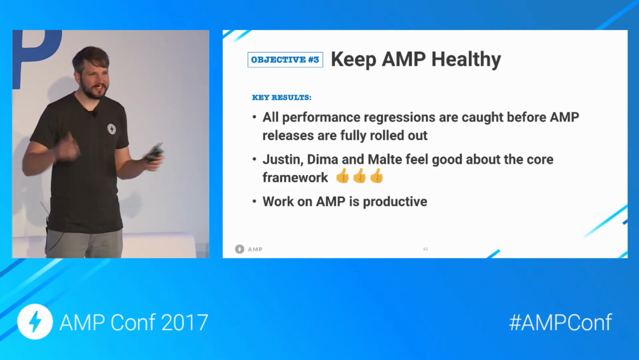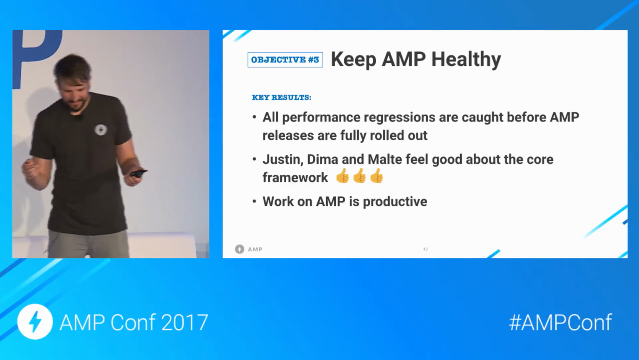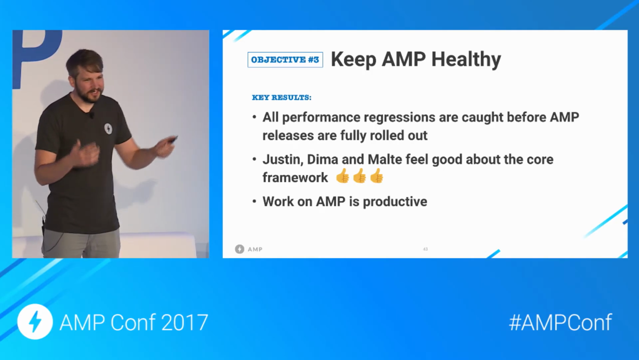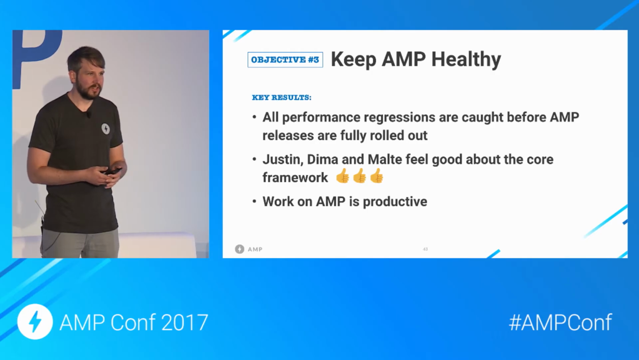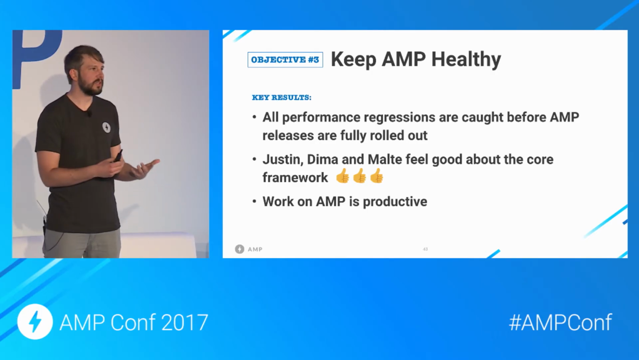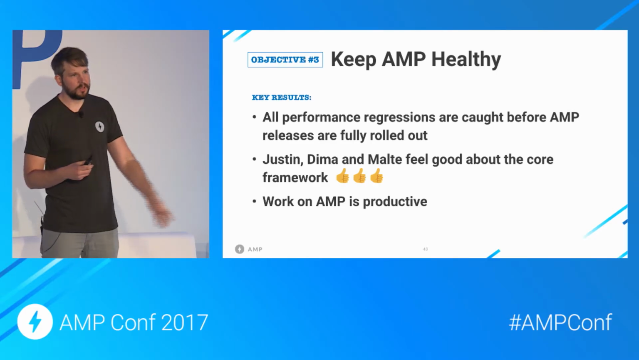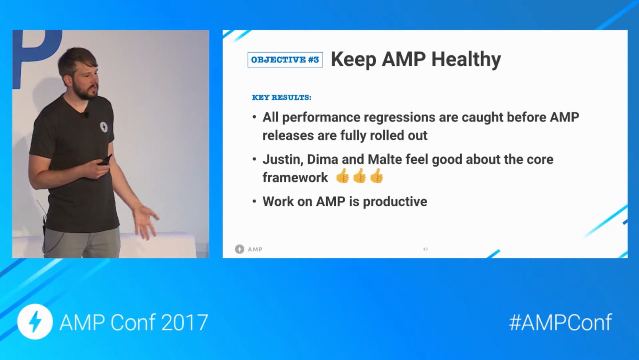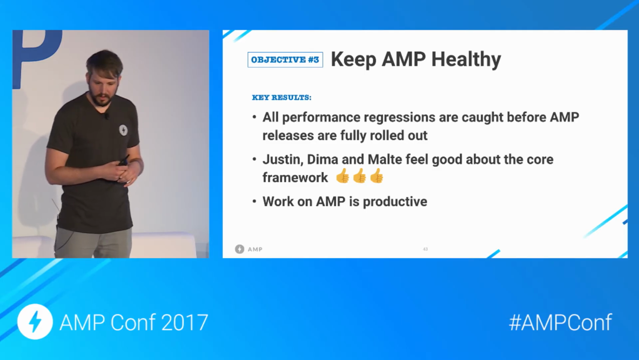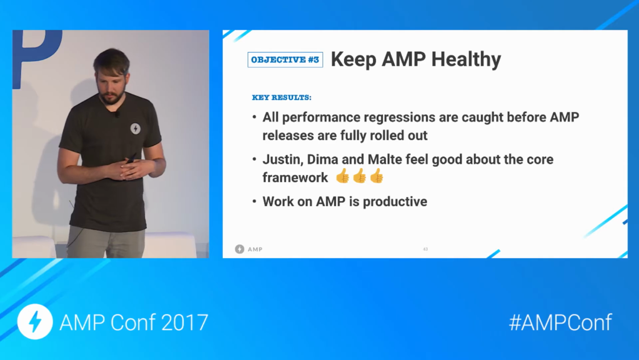There's Justin, Dima, and me. We're supposed to be happy. I had to fight for this key result because all the others are measurable. Someone thought about how it could actually objectify that this is happening. But this is a purely subjective thing. We want to be happy with our framework, and when we're not, we say, okay, stop feature development. We're going to make changes that enable us to actually do the thing we want to do. And then we're obviously investing a lot in making work on AMP productive.